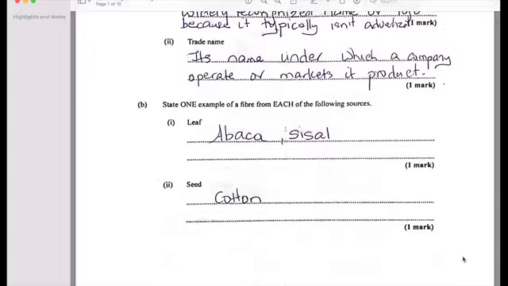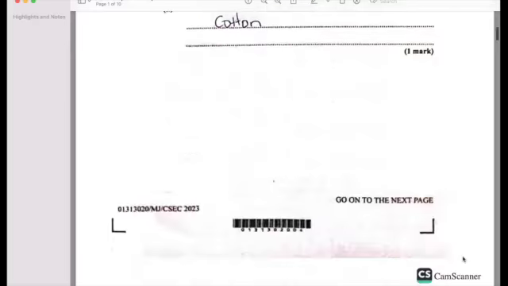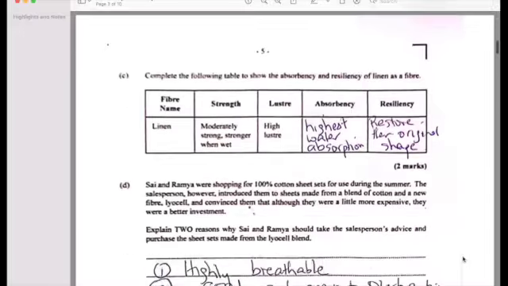The next question says, state one example of a fiber from each of the following sources. We have leaf, and the most popular one for leaf is sisal, and the most popular one for seeds will be cotton. I'll give you another one as well.